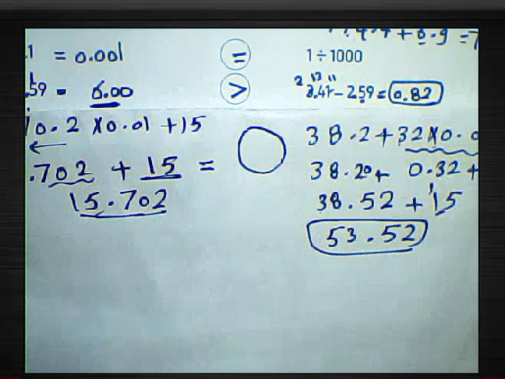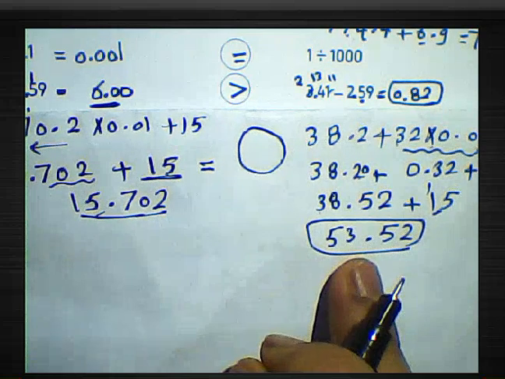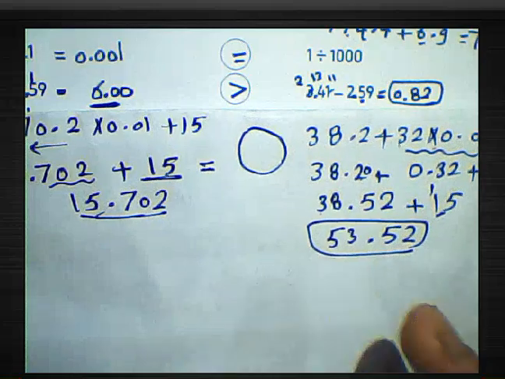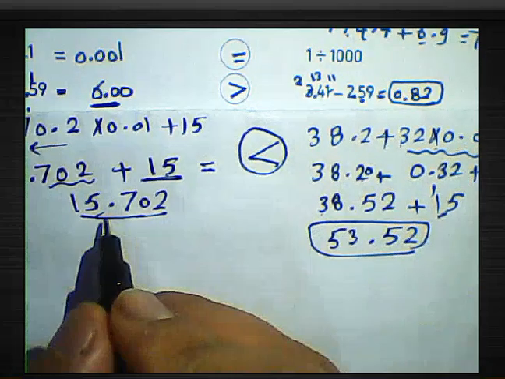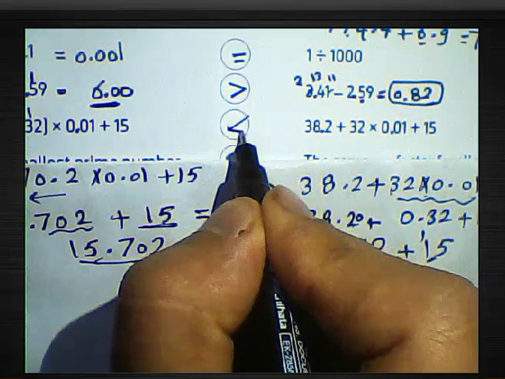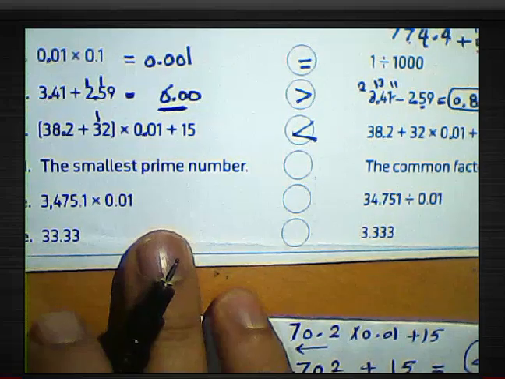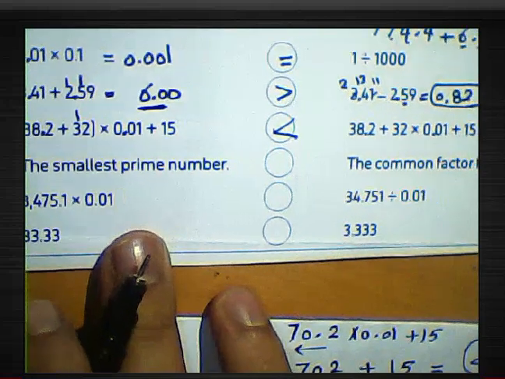Then the result will be what? Which is more, 15 or 53? 53 is more. So 15 is less than 53. So we must write the less-than sign here. Okay, is it understood? Is it easy for you?